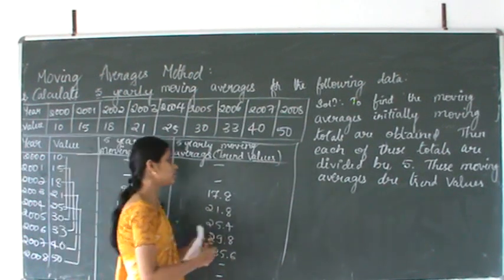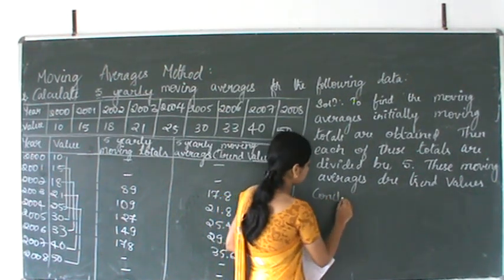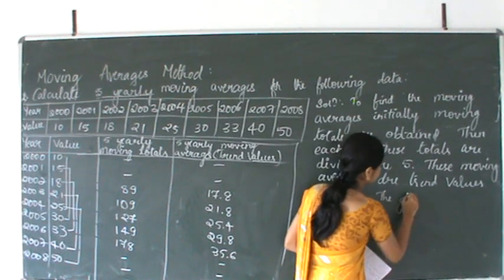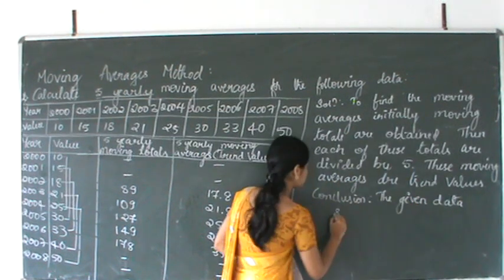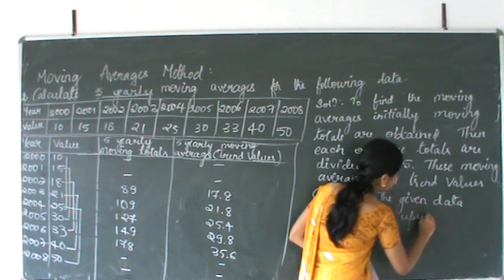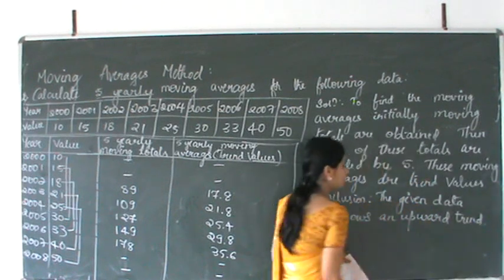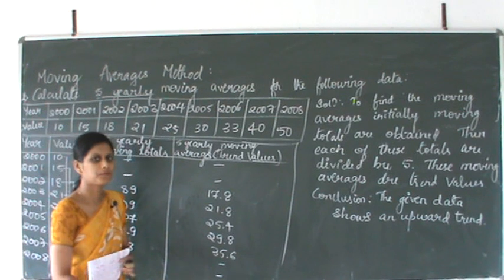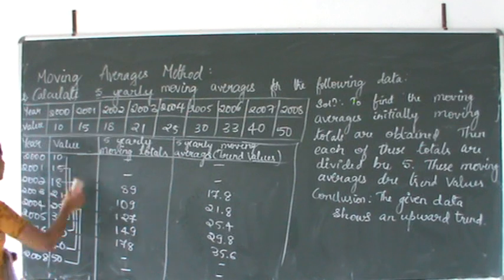So the conclusion will be: the given data shows an upward trend because values are increasing. Upward trend. This is the conclusion. So the given data shows an upward trend. Now we will solve one more problem.